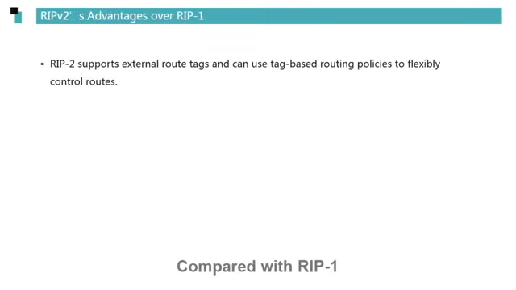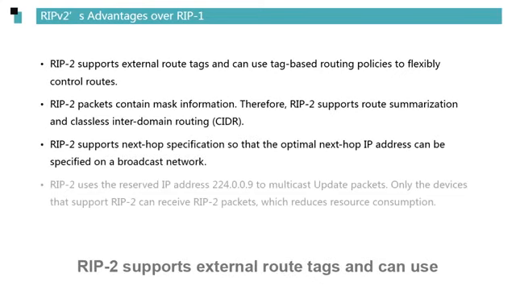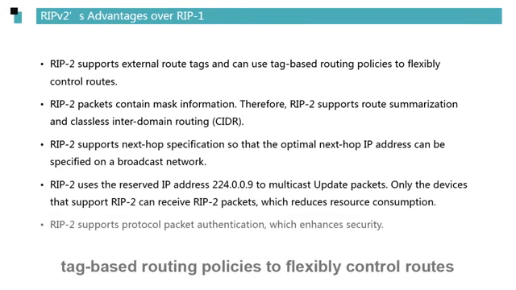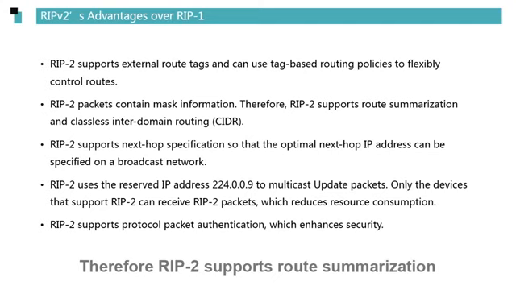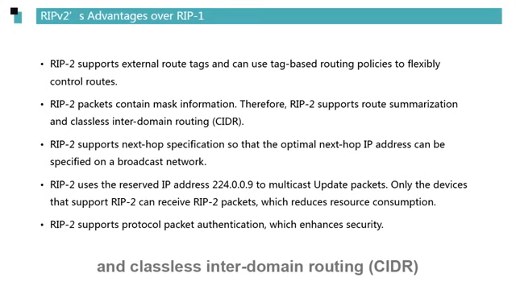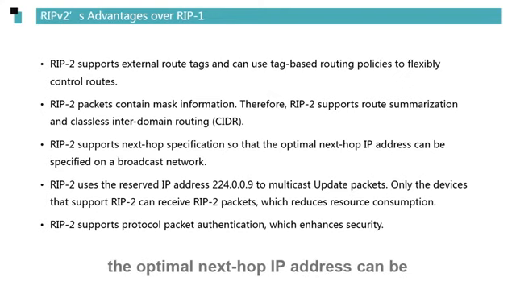Compared with RIPv1, RIPv2 has more advantages. RIPv2 supports external route tags and can use tag-based routing policies to flexibly control routes. RIPv2 packets contain mask information. Therefore, RIPv2 supports route summarization and classless interdomain routing, CIDR. RIPv2 supports next hop specification so that the optimal next hop IP address can be specified on the broadcast network.